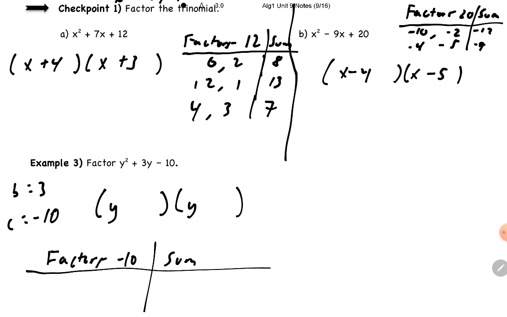But what makes it more complicated is that there are a lot more factors now. For example, we have negative 1 and positive 10, and we have 1 and negative 10. Those are two different options, and will give you two different sums. Negative 1 and 10, when multiplied, give you negative 10, but they give you a positive 9 when you add them together. Positive 1 and negative 10 gives you negative 10 when you multiply, but it gives you negative 9 for the sum.